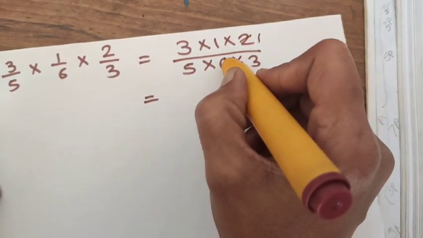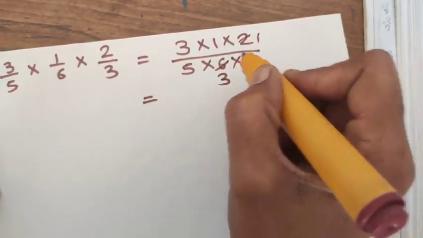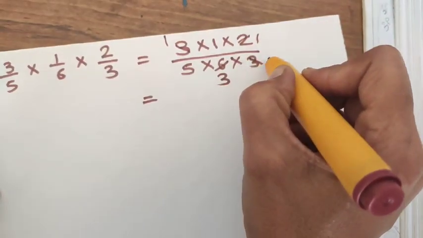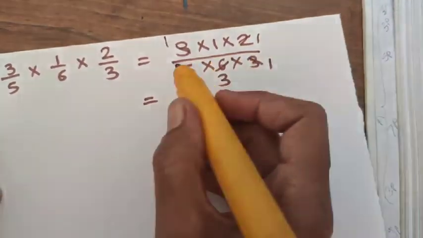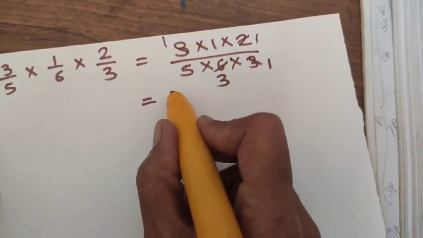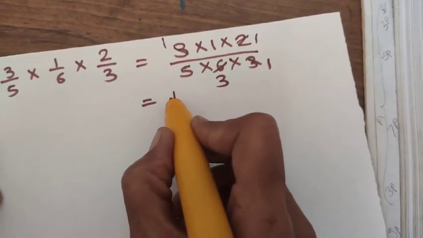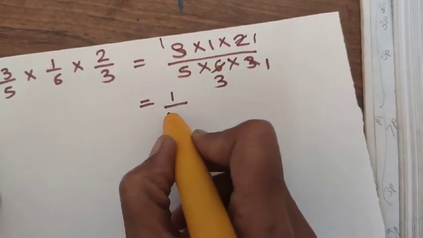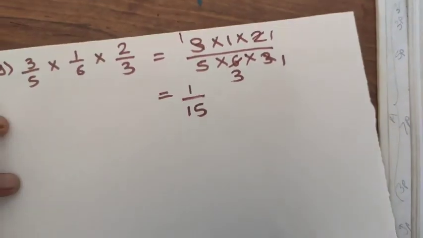2 1s are 2. 2 3s are 6. 3 1s are 3. 3 1s are 3. Now the remaining numbers are: 1 multiplied by 1 is 1. 5 3s are 15. So 1 by 15 is the answer of this question.